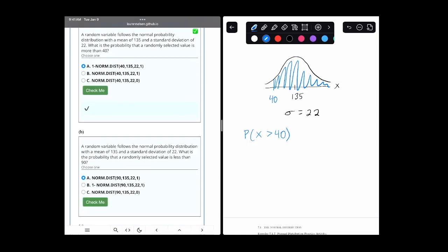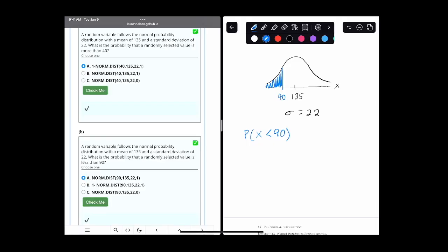In part B, it says we have this same distribution, but now we're going to be looking at the probability that we get something less than 90. So here it's asking for the probability that x is less than 90, which is an area to the left. And so we would do norm.dist of 90, and then our mean and standard deviation and true.